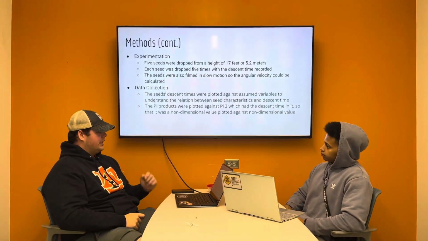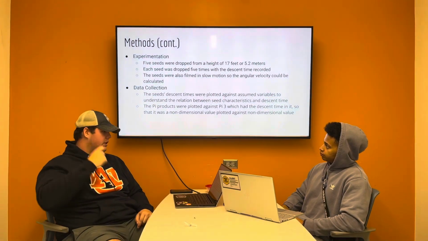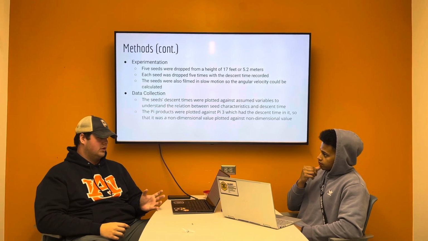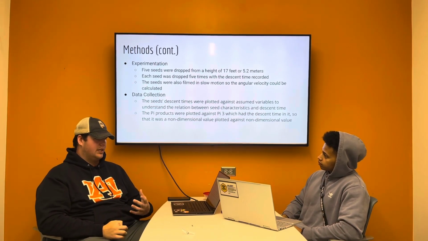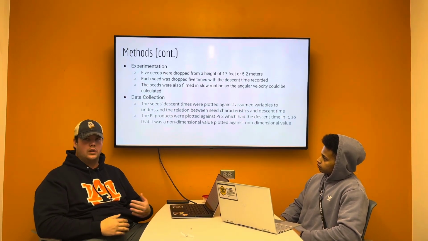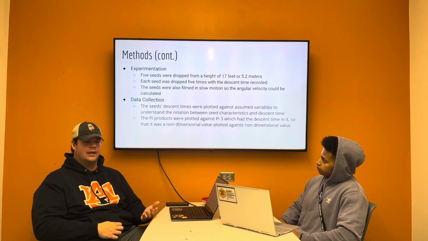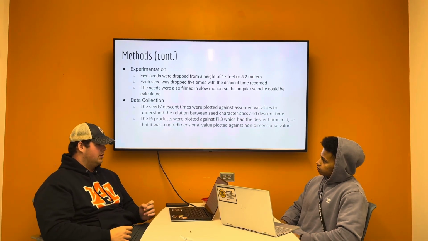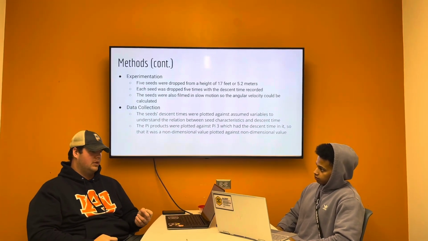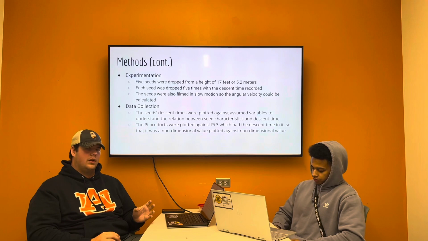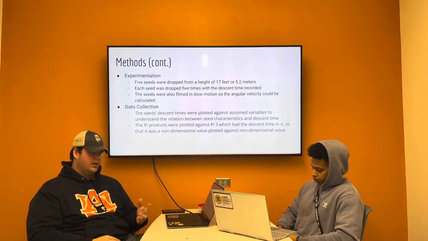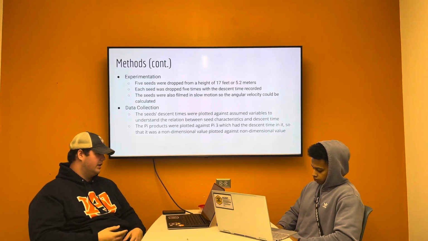For the data collection from the experiment, the seeds' descent times were plotted against the assumed variables to understand the relationship between seed characteristics and descent time. We did this so that we could see how a change in one characteristic could affect the descent time. The pi products were then plotted against pi 3, which had the descent time in it. So it was a non-dimensional value plotted against a non-dimensional value, because if you plot it with a dimensional value, it could cause some experimental error.